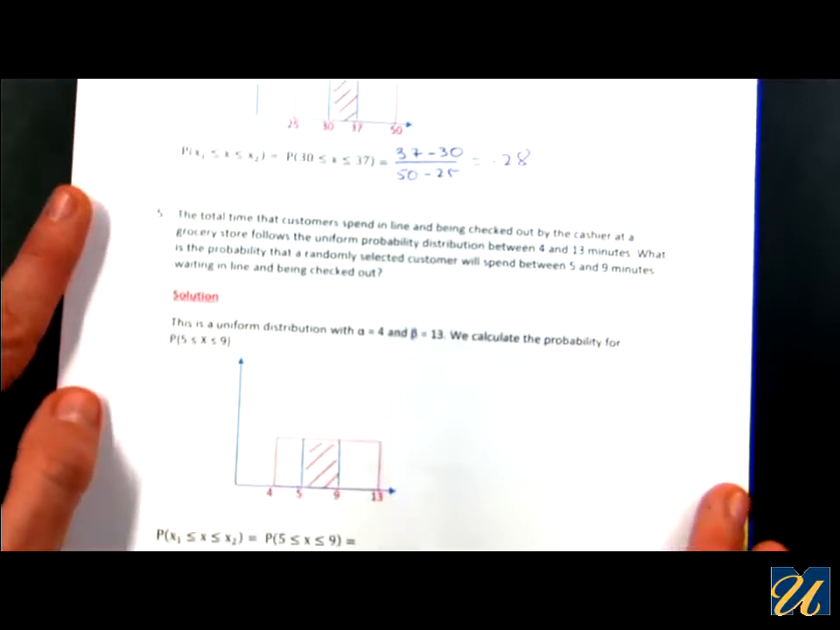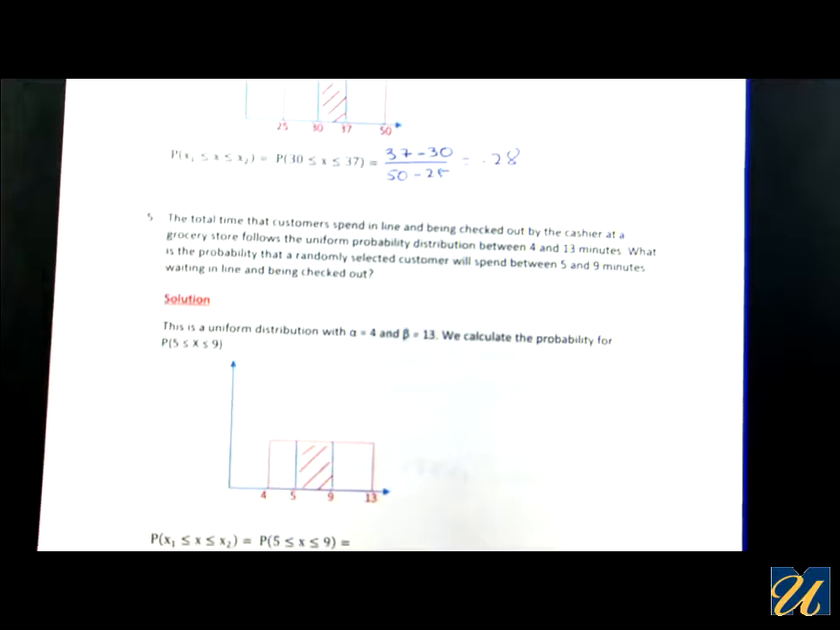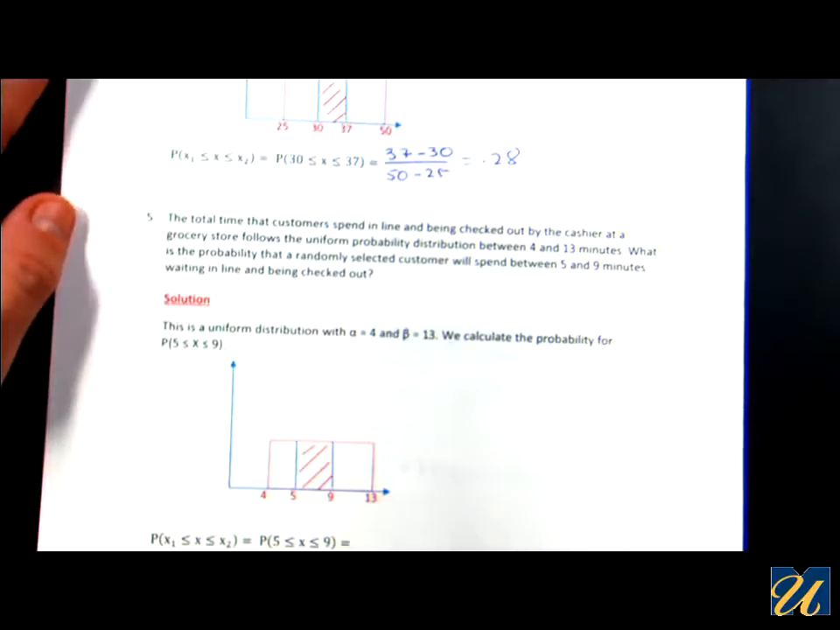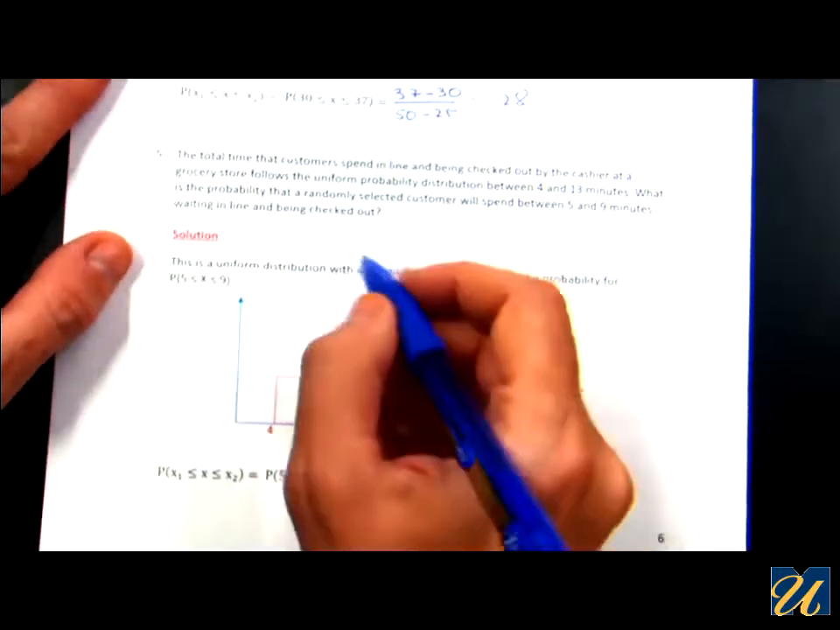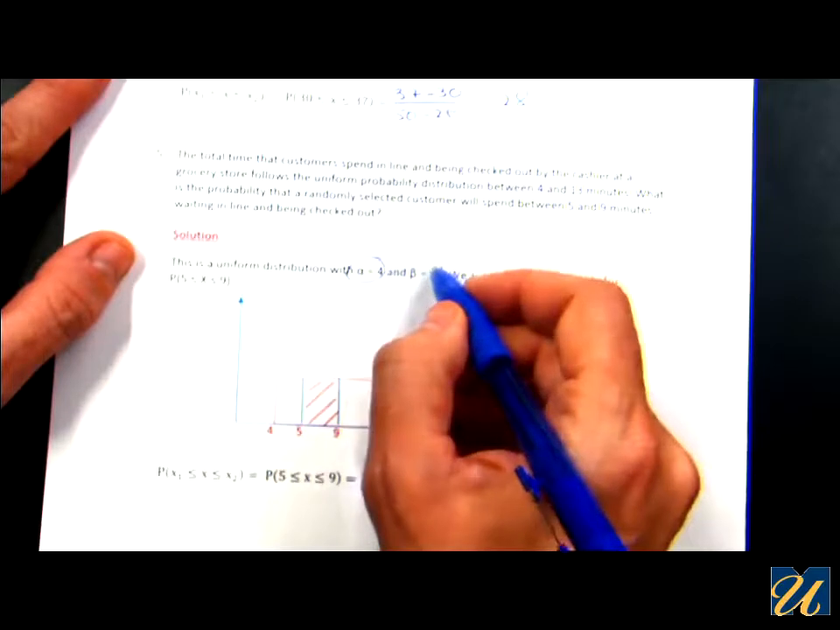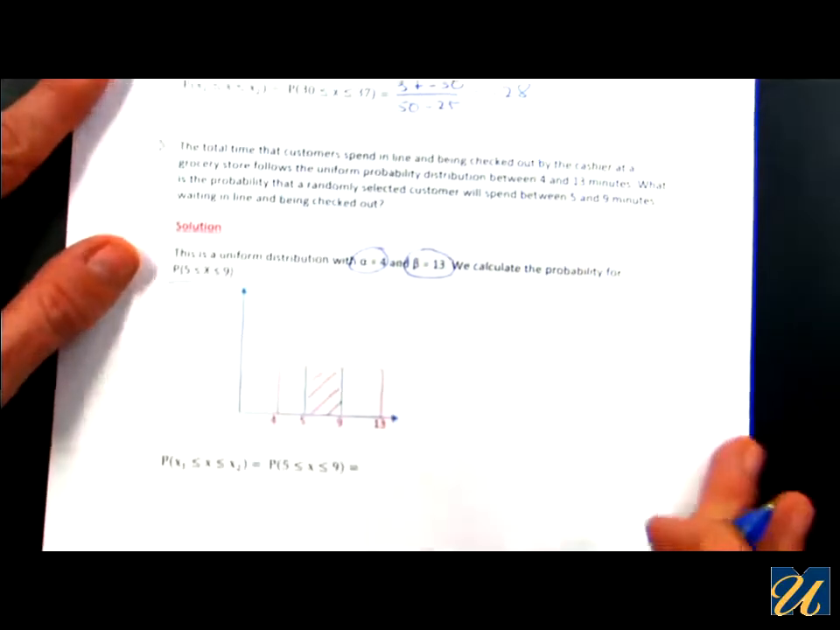Problem number 5, the total time that customers spend in line and being checked out by the cashier at a grocery store follows the uniform probability distribution between 4 and 13 minutes. What is the probability that a randomly selected customer will spend between 5 and 9 minutes waiting in line to check out? So alpha is 4, beta is 13. I'm looking for this probability.